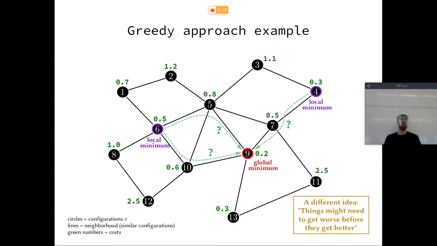Sometimes it's good to consider situations in which things might get a little worse before they get better. In this example here, it might be beneficial to consider an algorithm that doesn't necessarily get stuck. It might want to go over a hill, in the sense that, from 0.5, you might go over to 0.8 just to decrease later.